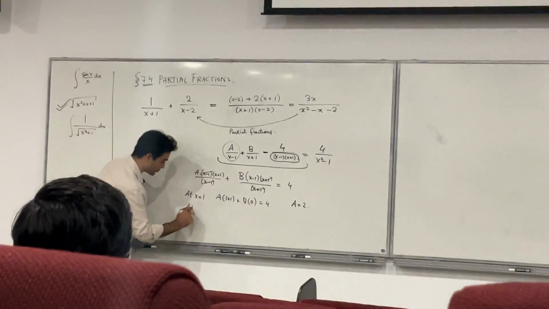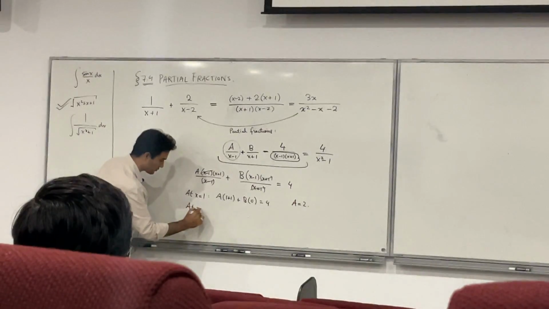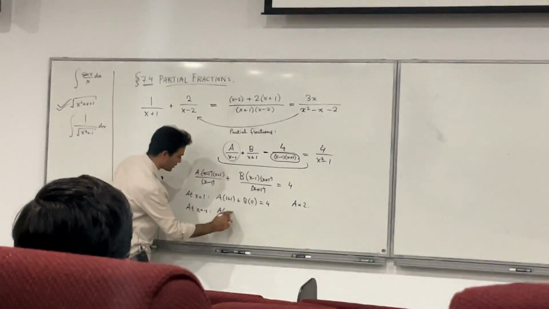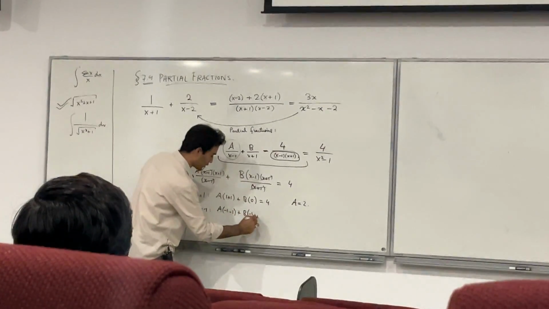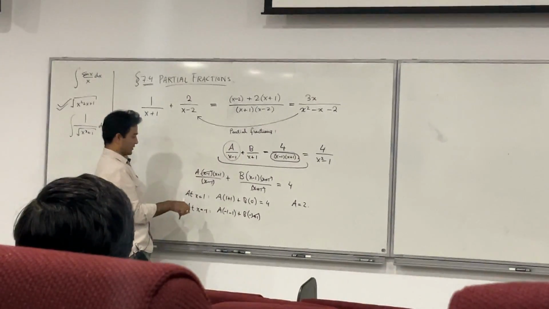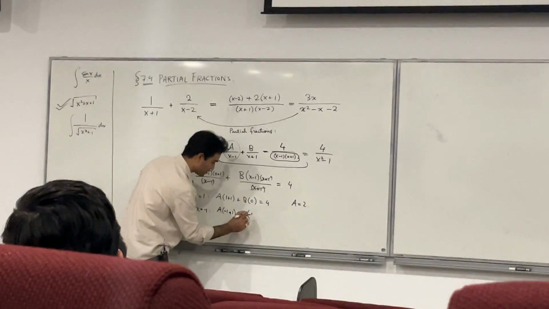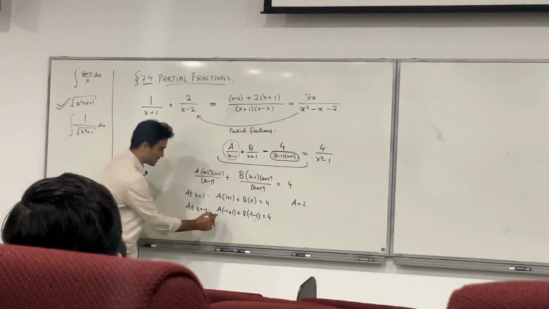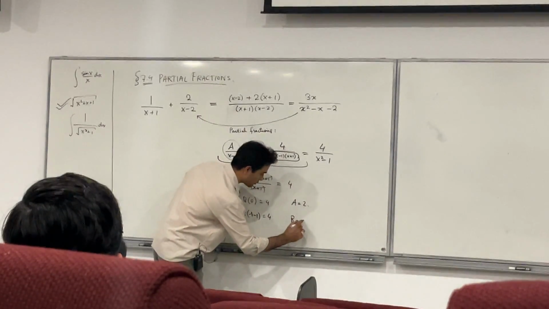And then at x equals minus 1, I get a times minus 1 plus b times 1 minus 1 plus 1, that's 0. Oh, sorry, something is wrong. Plus 1 here, minus 1 here. Minus 1 is 4. So this one is 0 now. That means b is minus 2.